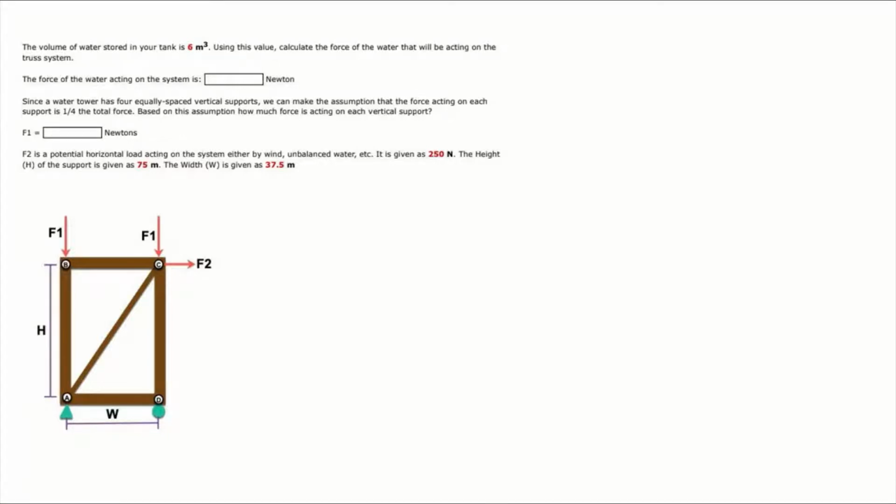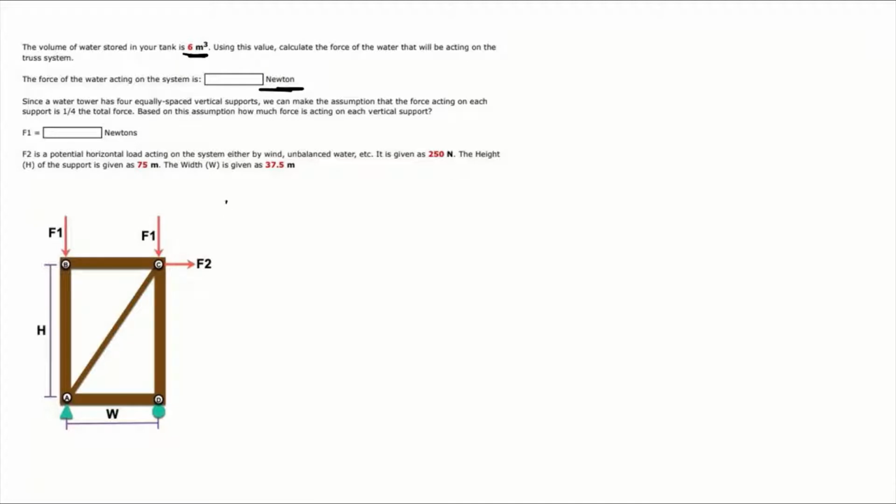So I'm going to run through how to do this truss analysis problem. Your numbers will probably be different than mine, but the steps are still the same. So the first thing we need to do this problem is find the force of water that's acting on the truss. So we have the volume of water, which is 6 cubic meters, and we want to convert that to a force. We can use a couple relationships to do so pretty easily.